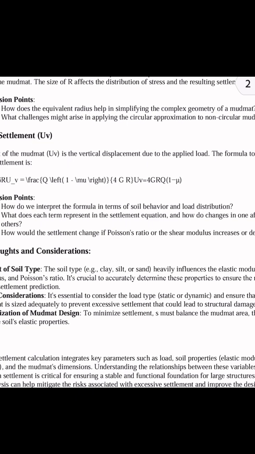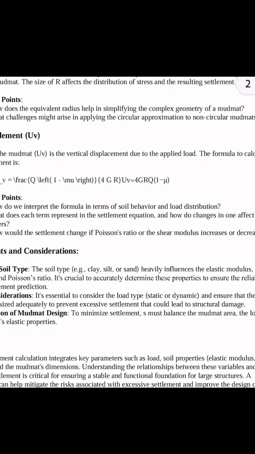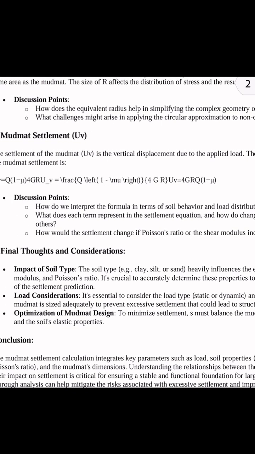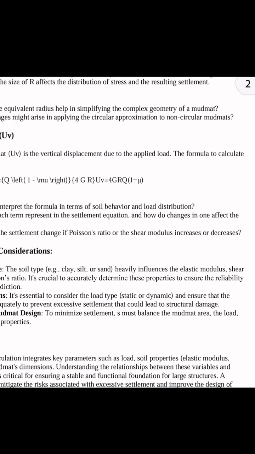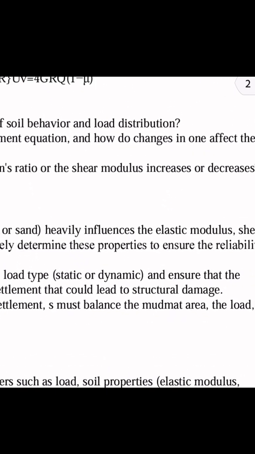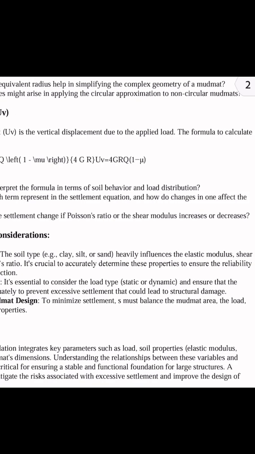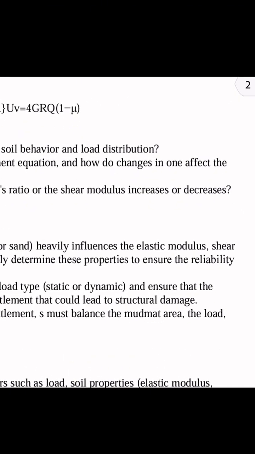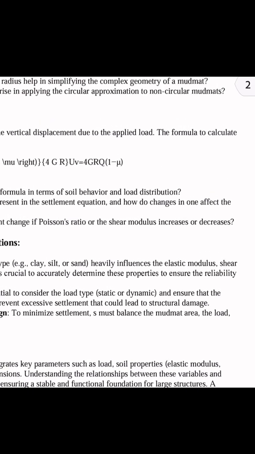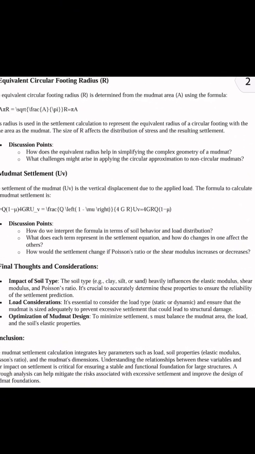Load constraints. It's essential to consider load type and ensure that the Mudmat is sized adequately to prevent excessive settlement that could lead to structural damage. If there is an excessive settlement, that could lead to structural damage. Optimization of Mudmat design: the settlement must be balanced against the Mudmat area, the load, and the elastic soil properties.